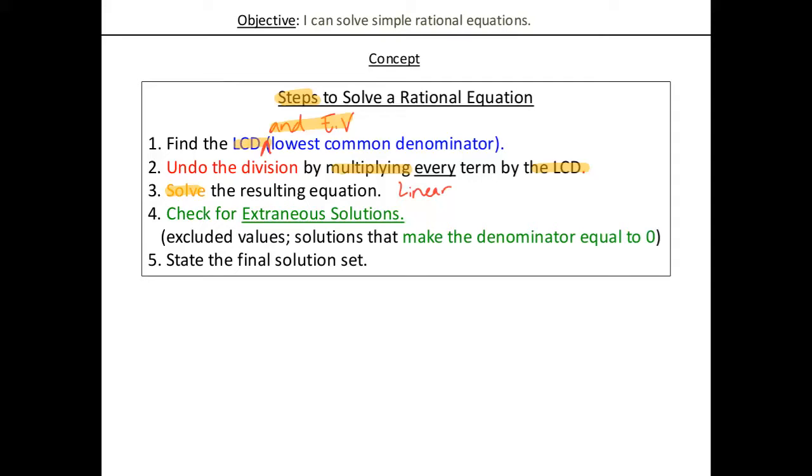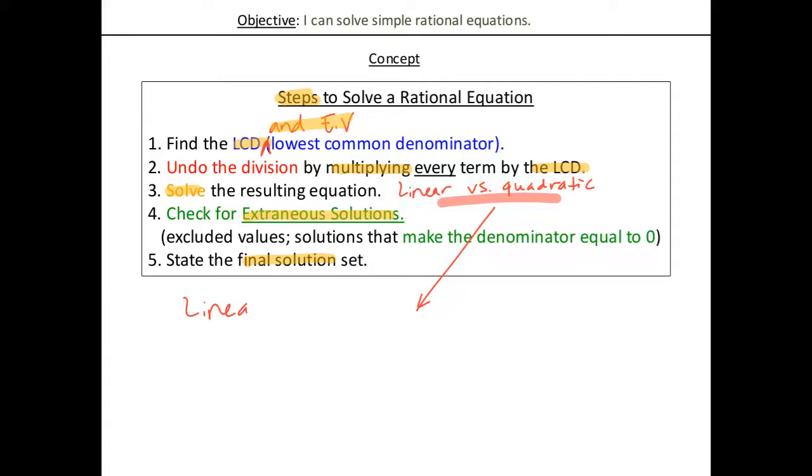So linear versus quadratic. If it's linear, you put the x's on one side, the numbers on the other. If it's quadratic, you have to make one side equal to 0, and then you're going to have to factor it, okay? And then step 4 is to check for extraneous solutions. And then tell me what's the final solution at the end, okay? So when I'm talking about this linear versus quadratic, I'm going to add a note down here.